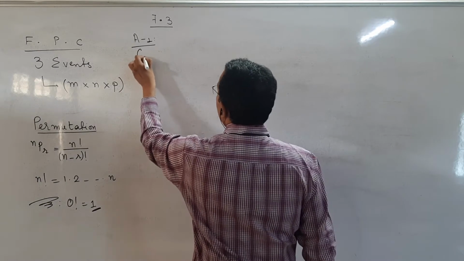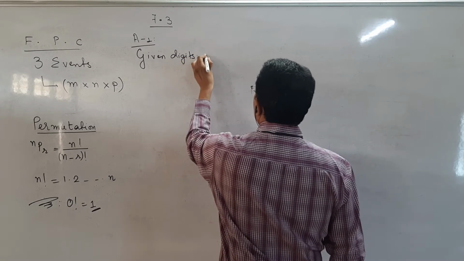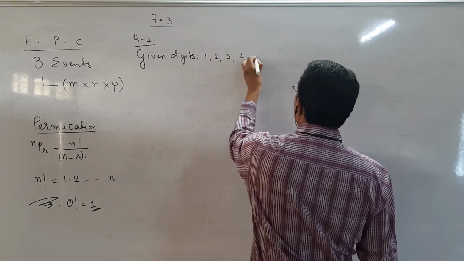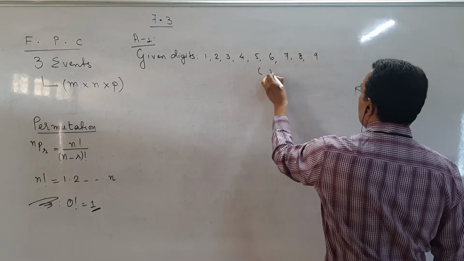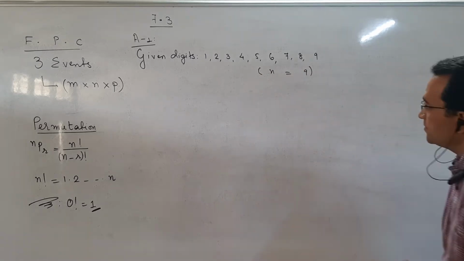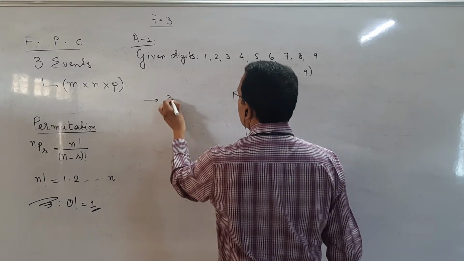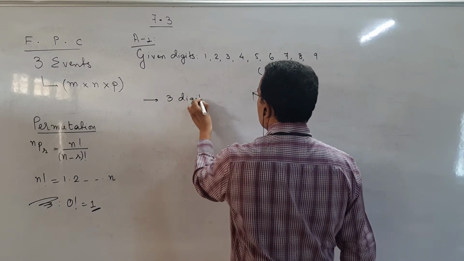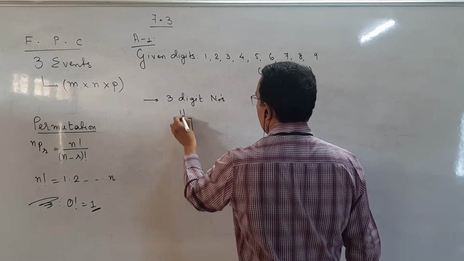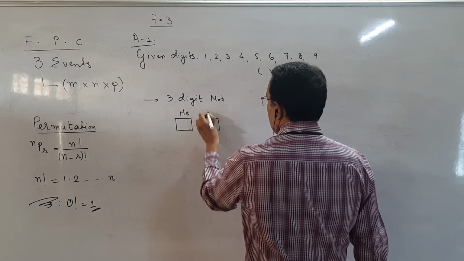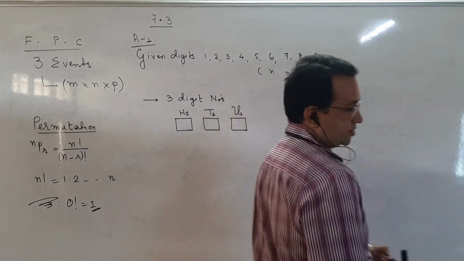Given digits are 1 to 9. So 1, 2, 3, 4, 5, 6, 7, 8, 9. We always write total digits as n. Now we have to form 3 digit numbers. So I draw 3 boxes: hundreds place, tens place, and units place.